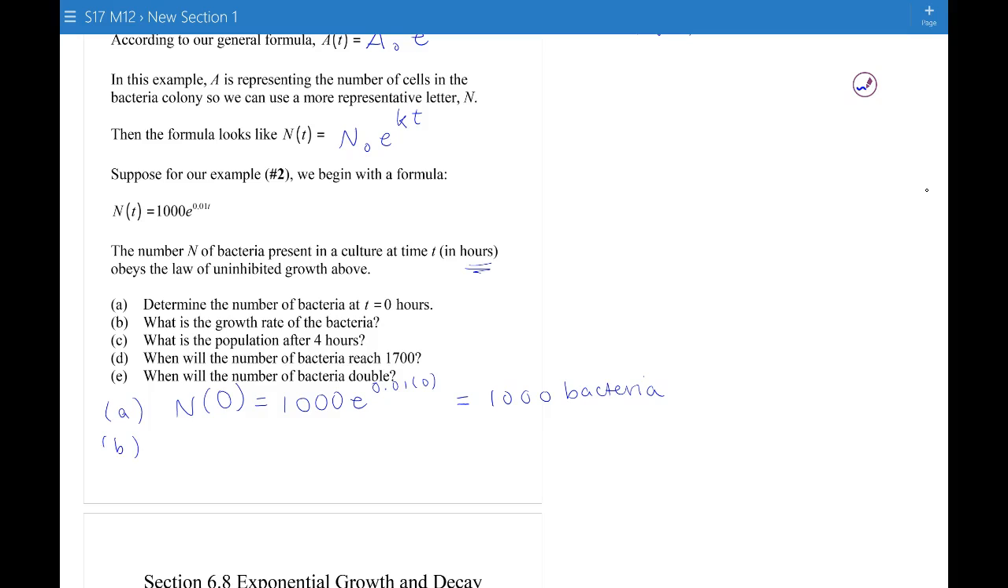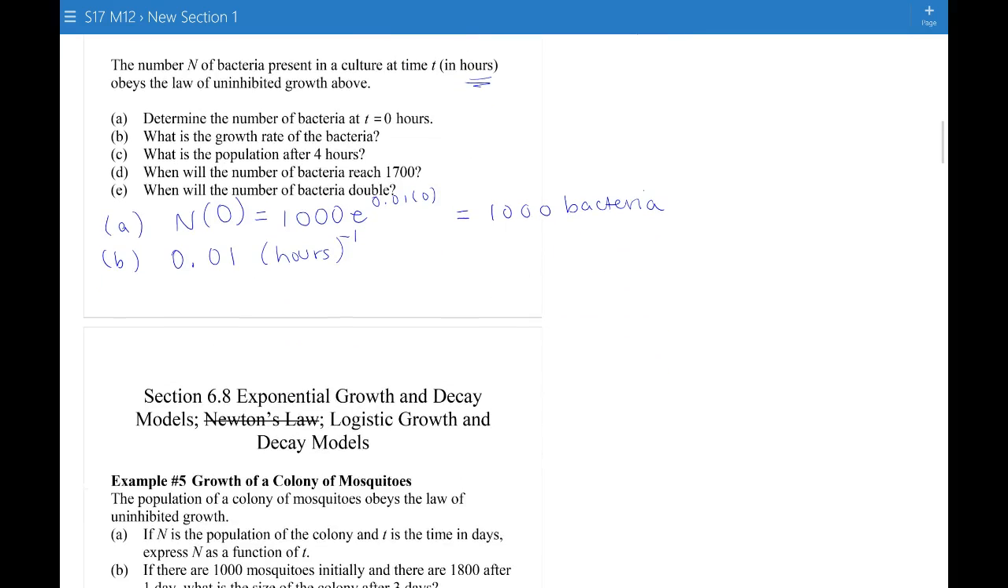Okay, so then part B, what is the growth rate of the bacteria? Well, it's 0.01, but it's times time, so it's in hours to the -1, which is a very weird sort of unit, but it does need units on it so that when you multiply by hours, you get something that doesn't have units. So this could be per hour, and in fact it's 1% per hour, because remember the decimal 0.01 is the same number as 1%. So the population growth rate is 1% per hour.